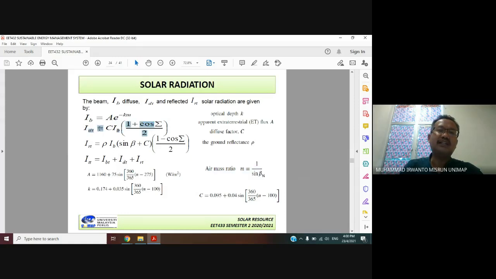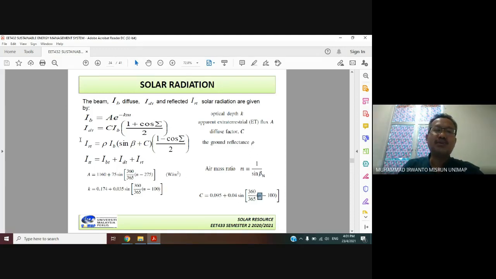And then ID, the diffuse solar radiation, is equal to C multiplied by IB multiplied by 1 plus cosine sigma over 2. Sigma here is the tilt angle. Before, we gave the symbol delta, which is given by 0.091 plus 0.04 sine of 360 over 365 multiplied by n minus 100, where n is the number of the day, or another name, the Julian day.